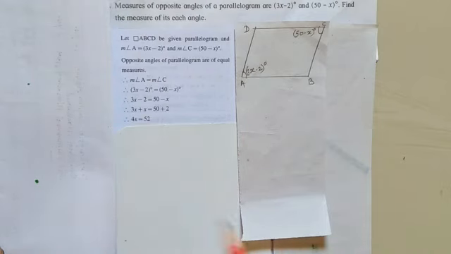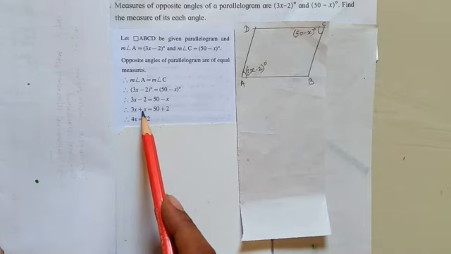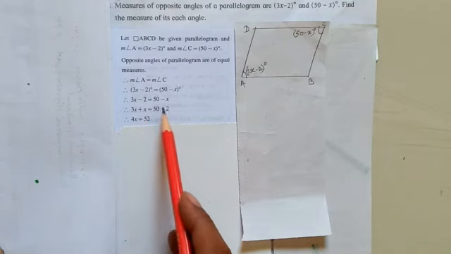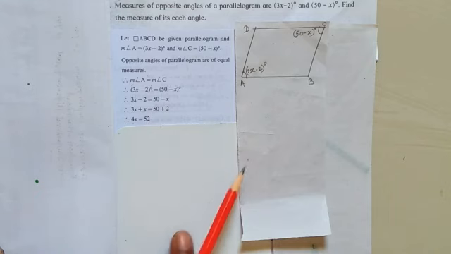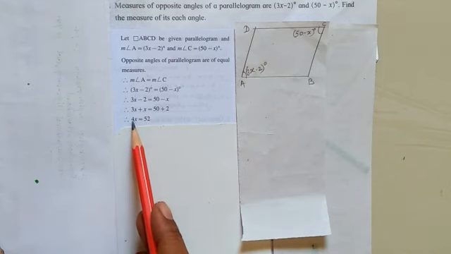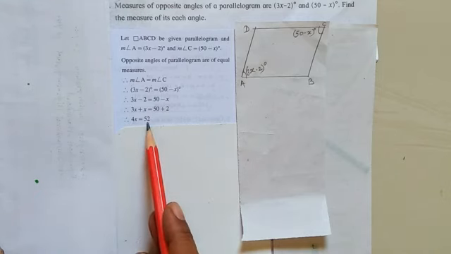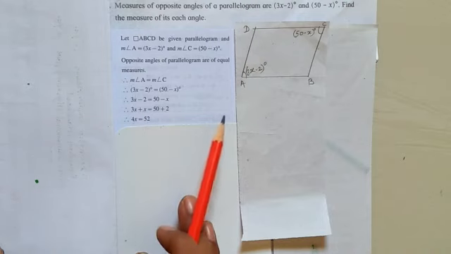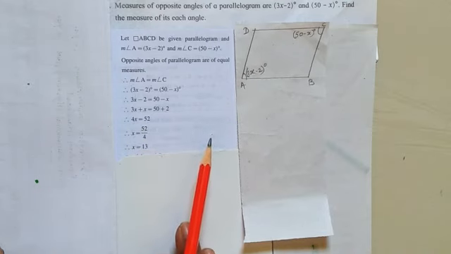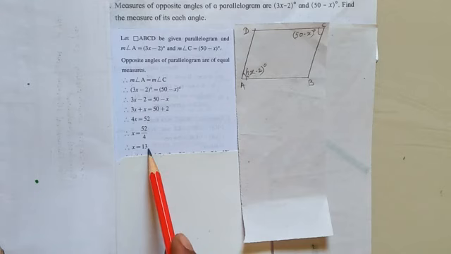Now students, just do the simple one. 3x plus x, x is not having a number, it means 1. So 3 plus 1, 4x, and 50 plus 2 will be 52. This 4 is multiplying to the x, so while going to the opposite side, it will be divided. So 52 divided by 4, the answer will be 13. So x is equal to 13.